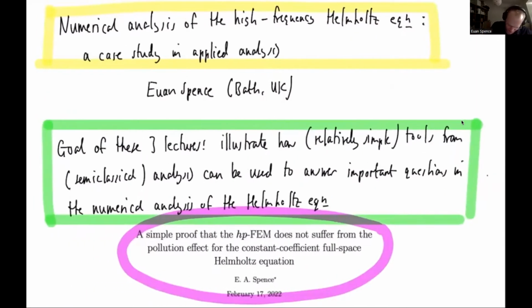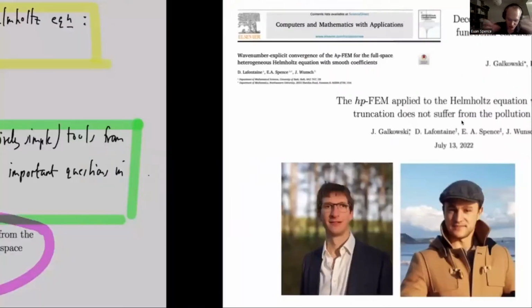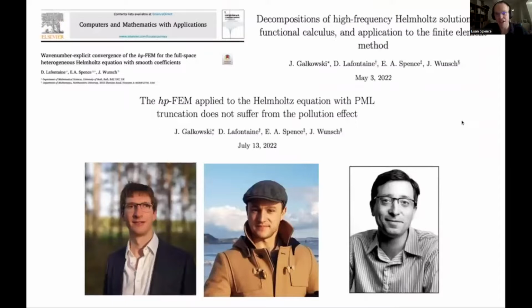Like I said, the stuff I'm going to talk about today and the next few days is on the simplest possible case based in this paper, but the ideas that I'm going to talk about are applicable much more generally, and there's now a growing body of work done by myself and others on this. So these are my three collaborators on this. This is Jeff Gałkowski, this is David Lafontaine, and this is Jared Wunsch.